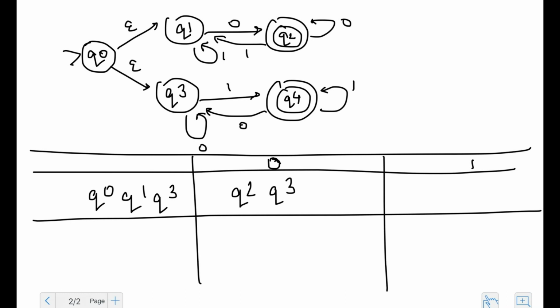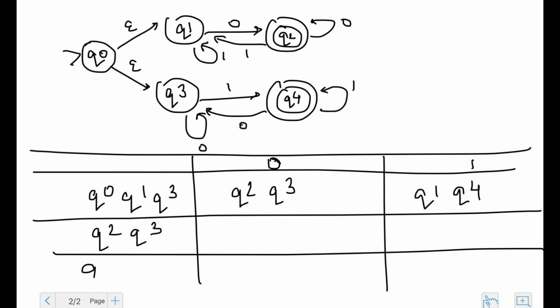And on 1, where does Q0 go? It goes nowhere. On 1, where does Q1 go? It goes to Q1 itself. Where does Q3 go? It goes to Q4. And now the new states that I'll have to write here are Q2, Q3, and I'll also have to write Q1, Q4.